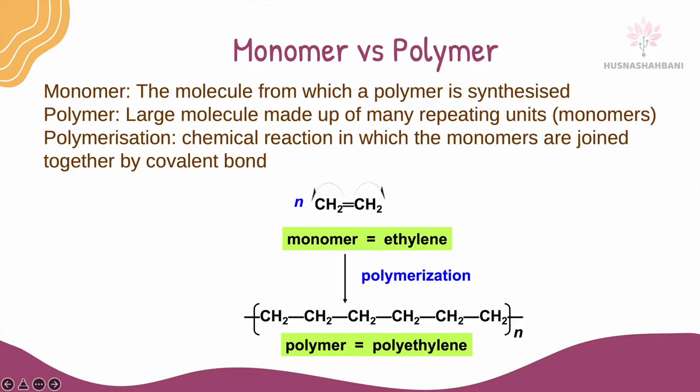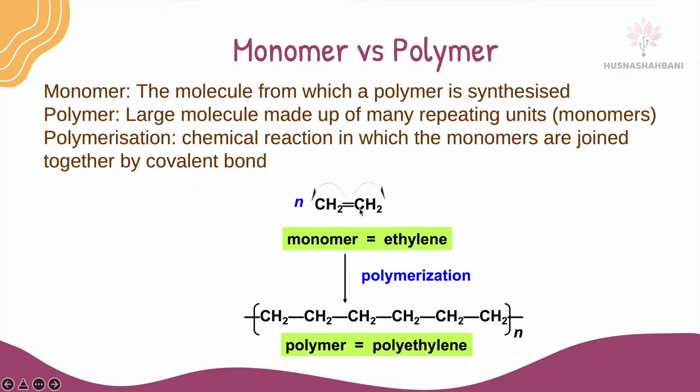Introduction to polymers. Monomer versus polymer. Monomer is the molecule from which a polymer is synthesized, while polymer is the large molecule made up of many repeating units. These repeating units are monomers, so monomers form polymer. Polymerization is a chemical reaction in which the monomers are joined together by covalent bonds.